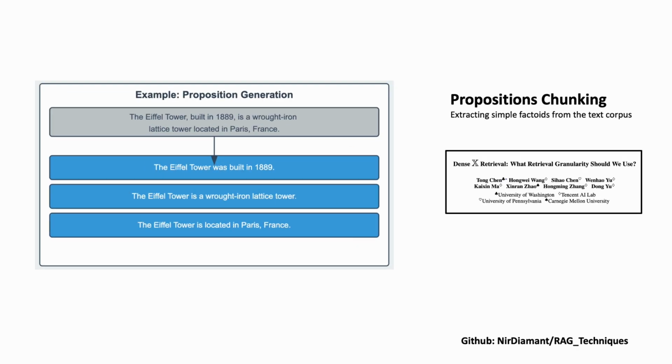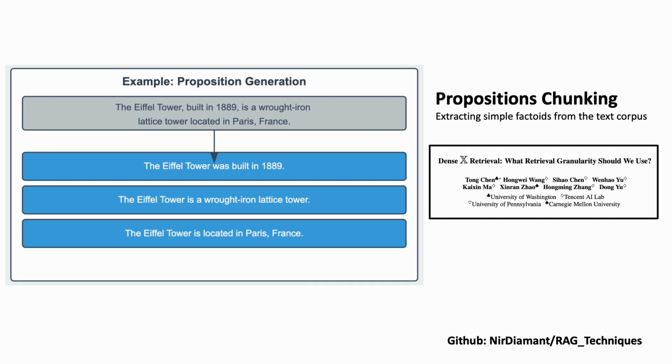The propositions method extracts simple factoids or propositions from the text corpus and treats each of these facts as documents. Now, be aware that all types of LLM-based chunking are quite expensive because the larger your dataset, the more LLM calls you'll have to make.